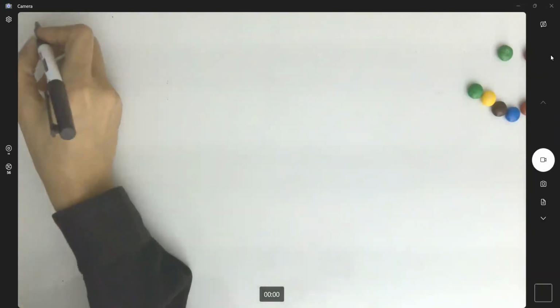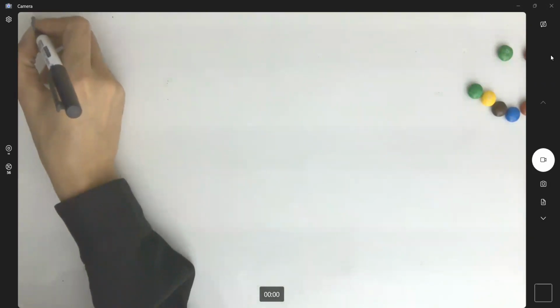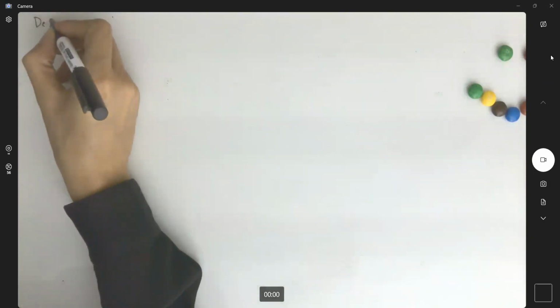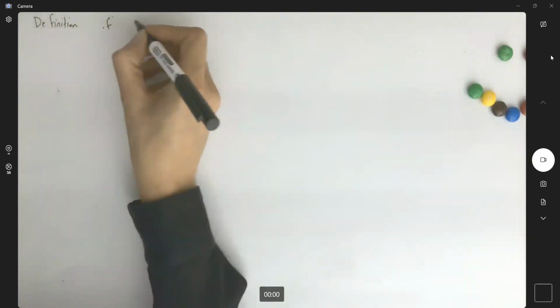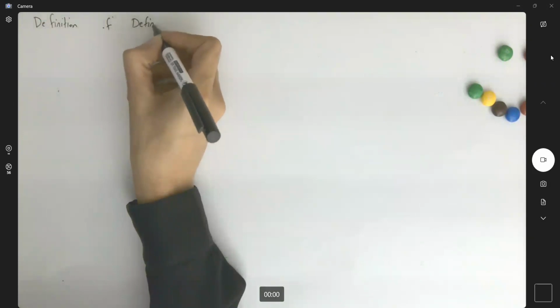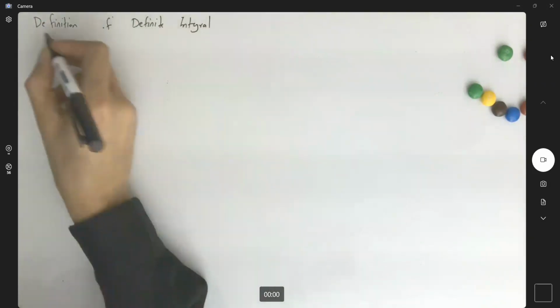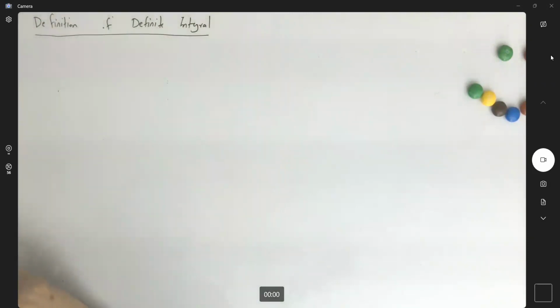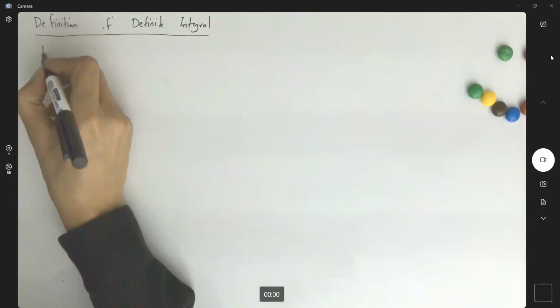Let's talk about the definition of a definite integral. So where does it come from? What's the definition? First of all, suppose you have a function.